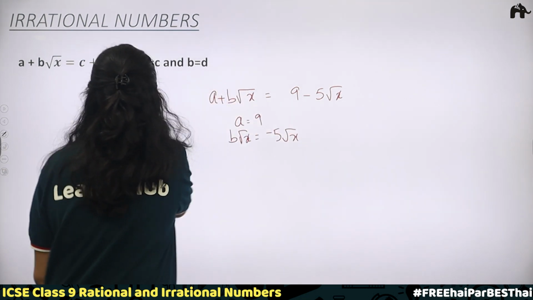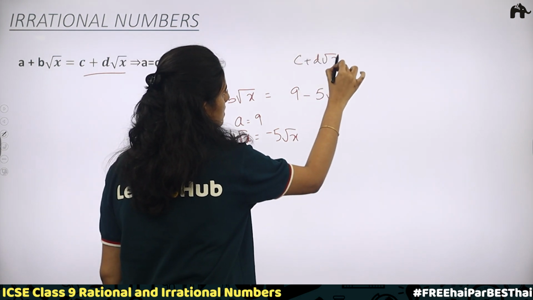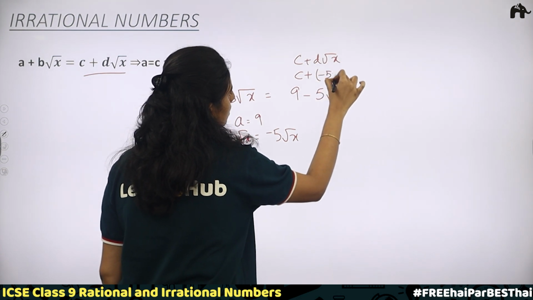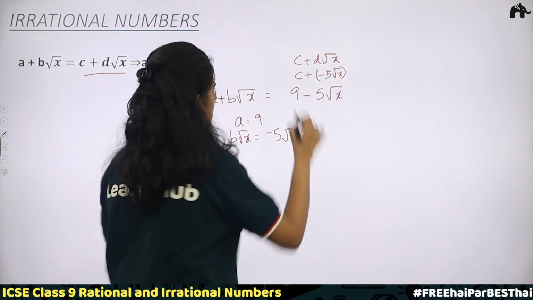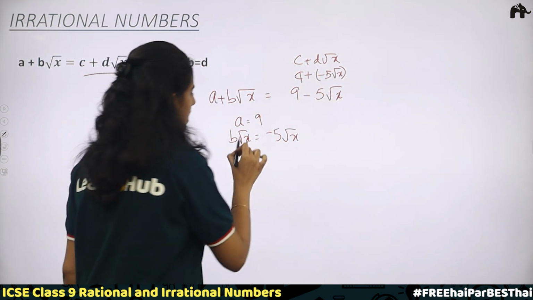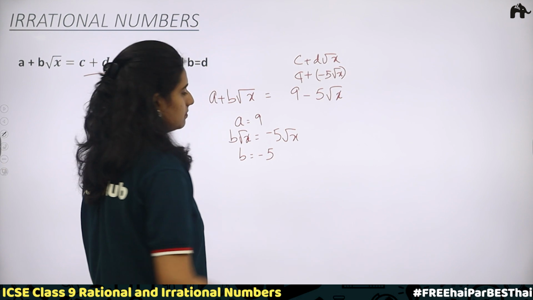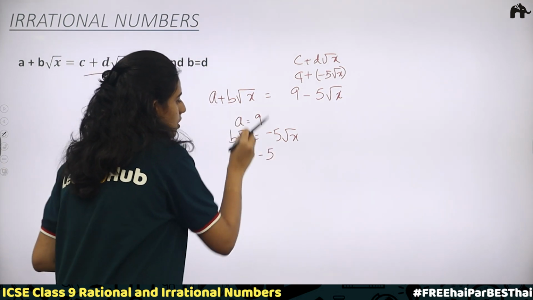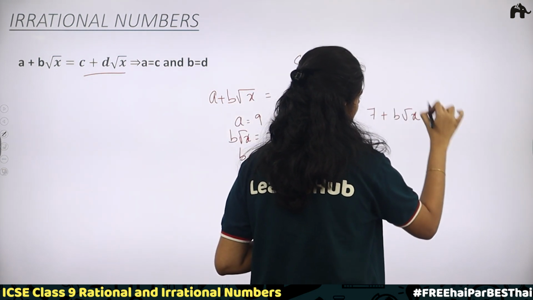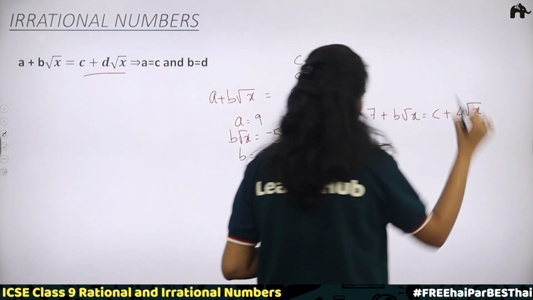So it is of the form c plus d root x, which means c plus minus 5 root x. Okay, and c is 9. 9 plus minus 5 root x. So this negative sign is important. So b root x is minus 5 root x, which means b will be equal to minus 5. Okay, by comparing, you can get the values of a and b. Another example, 7 plus b root x is equal to c plus 4 root x.